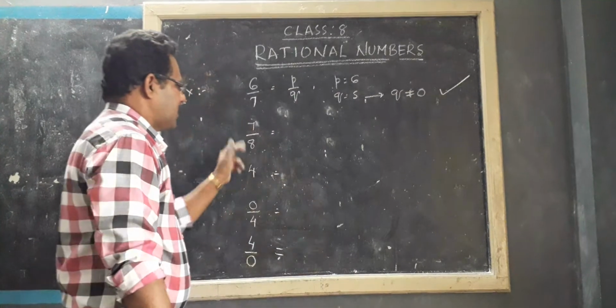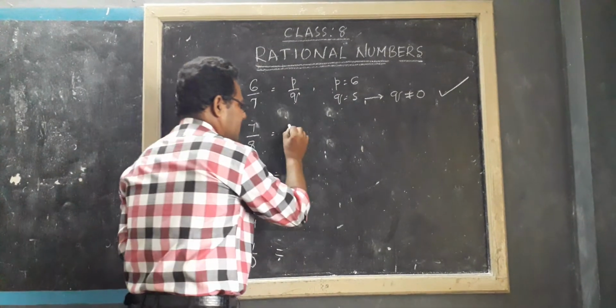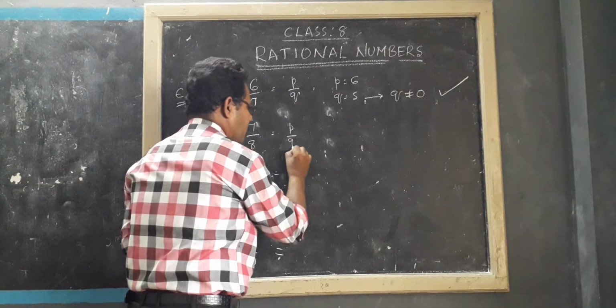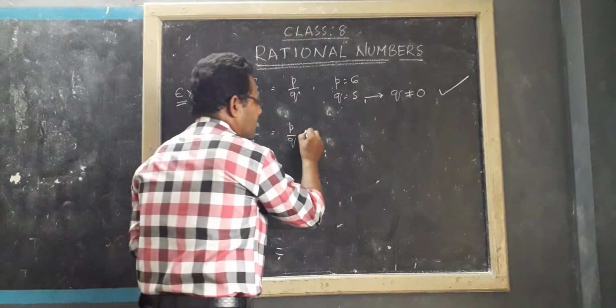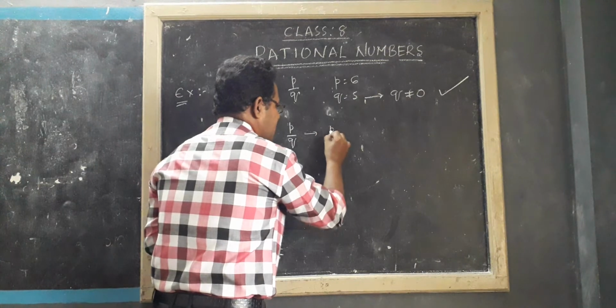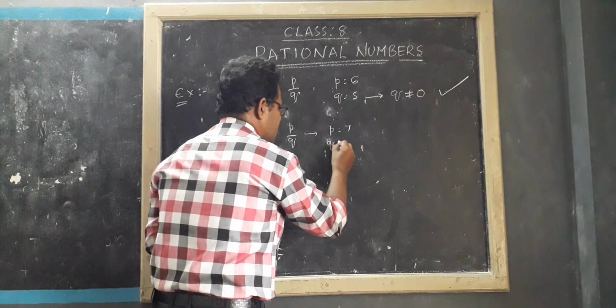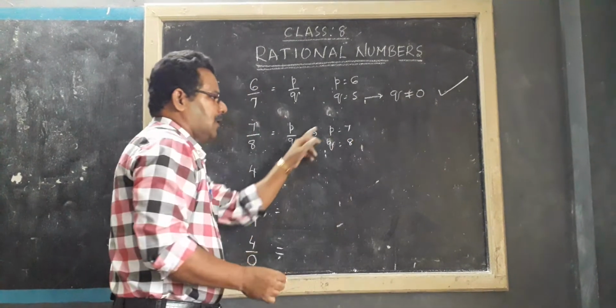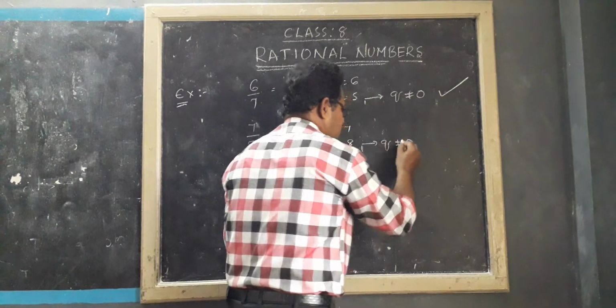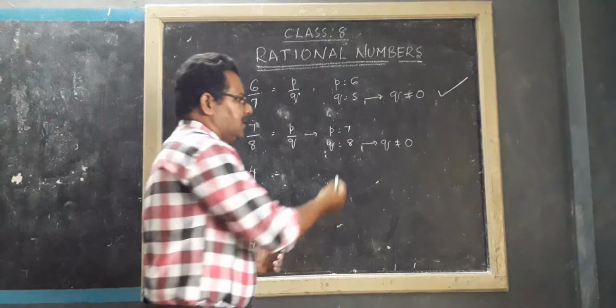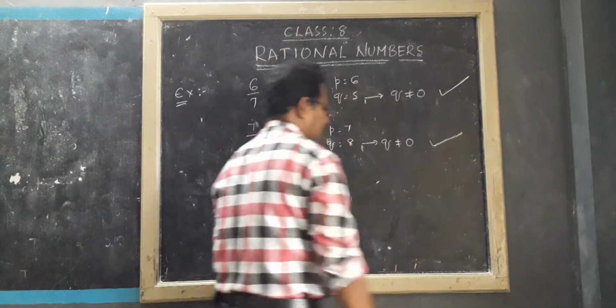7 by 8. Here also you can take the P by Q form. You can compare the given fraction in the form of P by Q. So P by Q means here P is equal to 7 and Q is equal to 8, and Q is not equal to 0. So Q is a positive integer. That's why it is also a rational number.